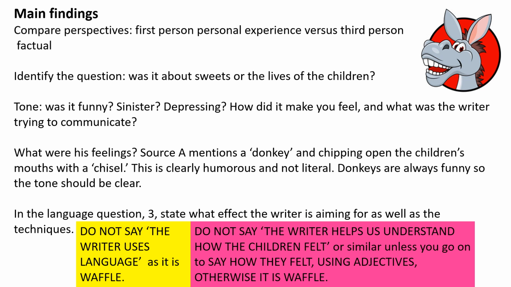What were his feelings? Source A mentions a donkey and chipping open the children's mouths with a chisel. This is clearly humorous and not literal. Donkeys are always funny, so the tone should be clear to you. In the language question 3, state what effect the writer is aiming for, as well as the techniques that he uses. Do not say the writer uses language, as it is waffle. Do not say the writer helps us understand how the children felt, or similar, unless you go on to say how they felt using adjectives. Otherwise, it's waffle.